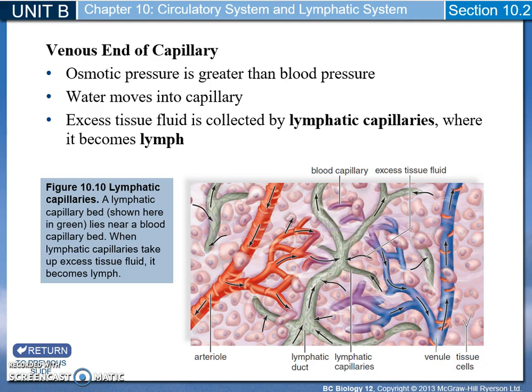Then we have the venous end of the capillary. Osmotic pressure is greater than blood pressure here, so water moves into the capillary. So excess tissue fluid is collected by the lymphatic capillaries, where it then becomes lymph. And these would be vessels that are actually separate from the arteries and veins, but ultimately the lymph vessels do drain back into the larger veins. So the fluid then returns back into circulation.